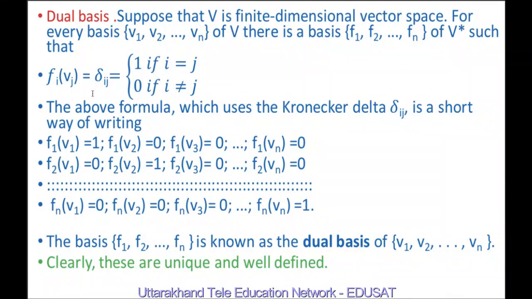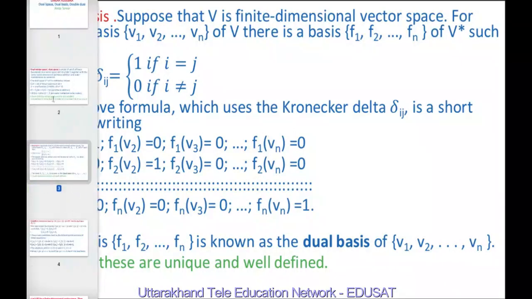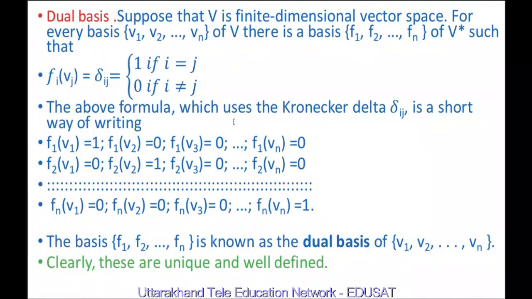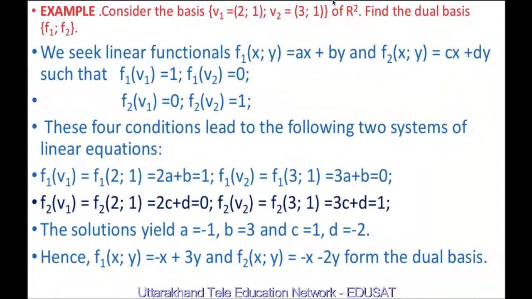So in short we write fi(vj) equal to 1 if i equal to j and 0 if i not equal to j. So this basis set f1, f2, ..., fn is known as the dual basis of v1, v2, ..., vn. Clearly, these are unique and well defined. This basis set is unique and it is also well defined.